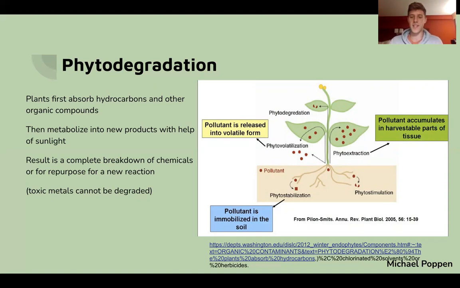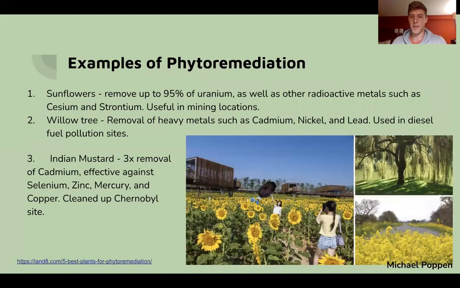The last one I have is Indian mustard plant. It's actually 3 times more effective at cleaning up cadmium than other plants. And Indian mustard can also clean up selenium, zinc, mercury, and copper. Indian mustard has been used at the Chernobyl radioactive nuclear disaster location.